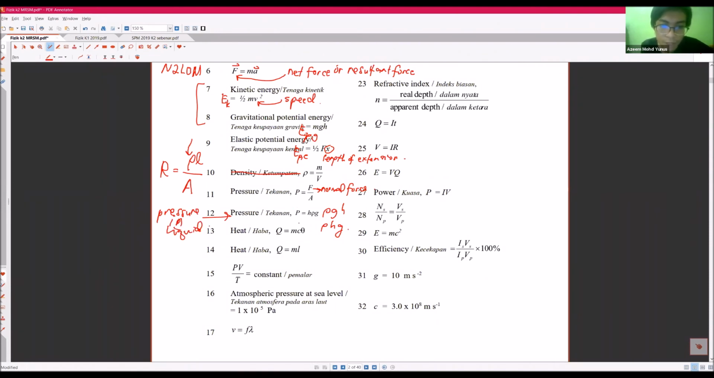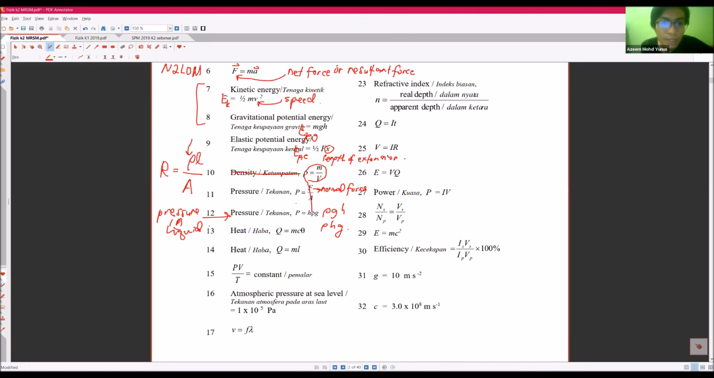So what are the things here? P is for pressure, h is the depth of the liquid, and rho is the density of it. You can find rho based on the formula over here. G is the gravitational acceleration, usually 10 for the old SPM format and 9.81 for the new SPM. This will be given in both SPM and SPM format.